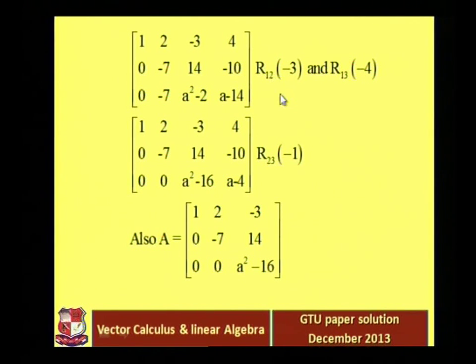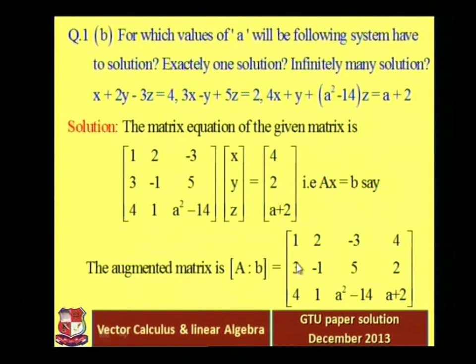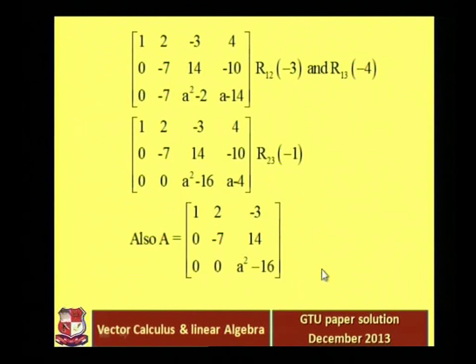Write it down in this manner: R2 minus 3 R1, that means we are multiplying the first row with minus 3 and adding into the second row, and R3 minus 4 R1, multiplying the first row with minus 4 and adding into the third row. So the first row is 1 2 minus 3 4, then 0 minus 7 14 minus 10. How? 3 minus 3 is 0, then minus 1 plus 2 into minus 3, that is minus 1 minus 6, that is minus 7.